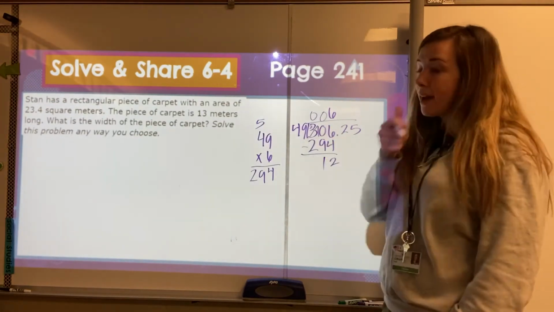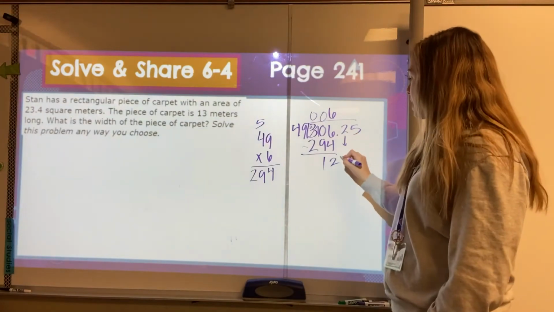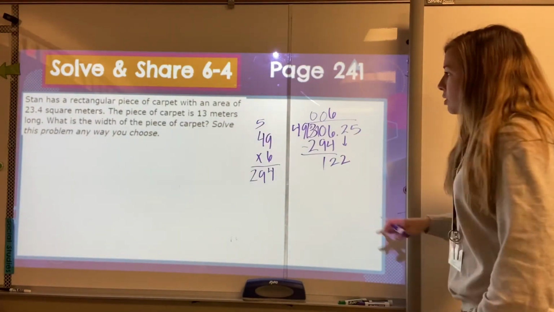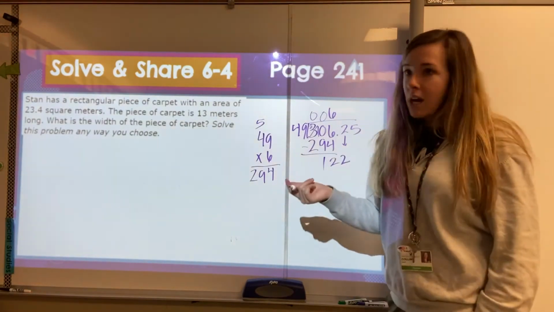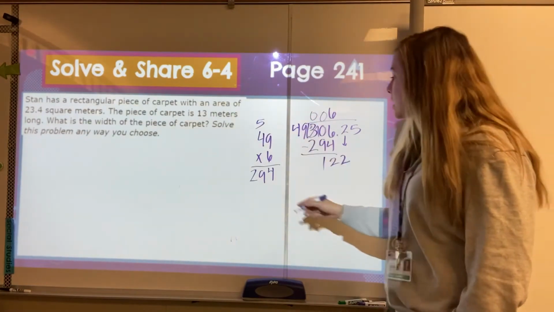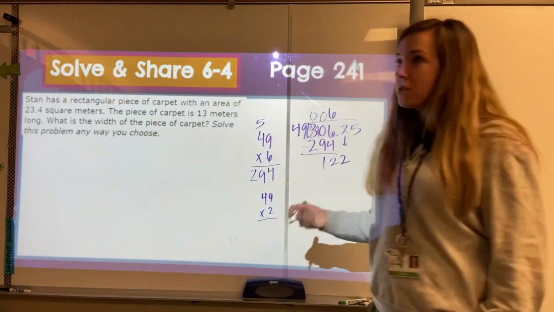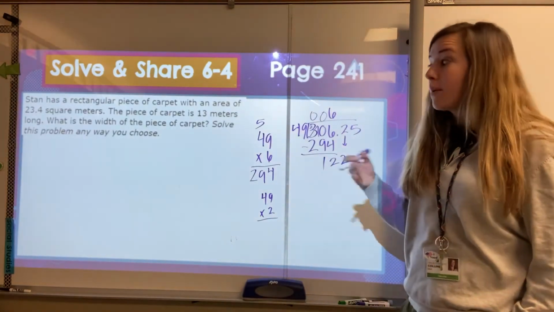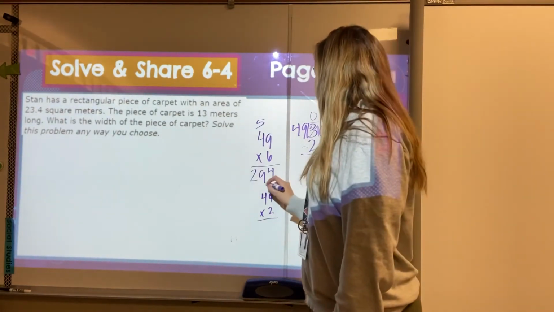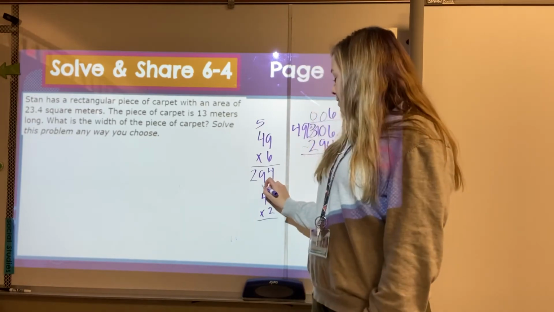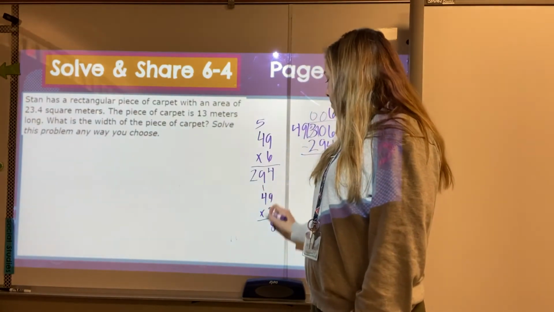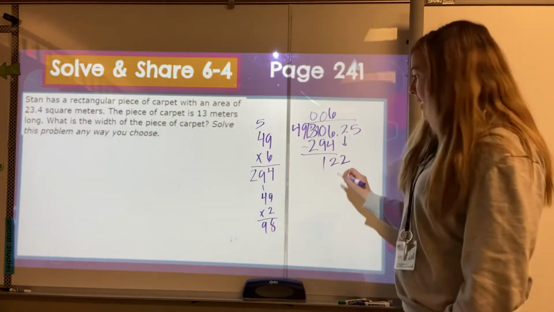Is 12 less than 49? Yes, it is. We're good to bring down our next number. So we have 122. I know 50 and 50 is 100, so 49 is really close to that. So it's probably going to be 49 times 2, or you could do 50 and 50 is 100, take away 2 at the end, and we'll get 98. So 2 times 9, 18. 2 times 4 is 8, plus 1 more, 9, and 98.